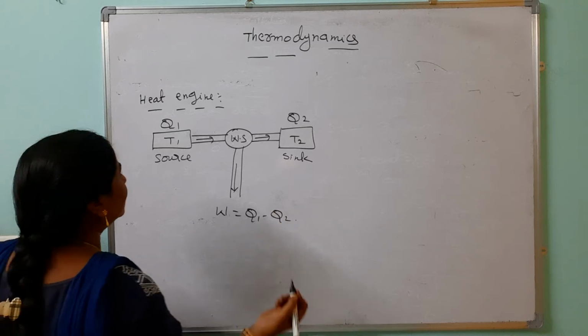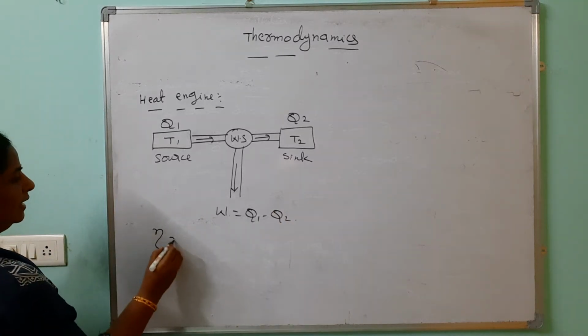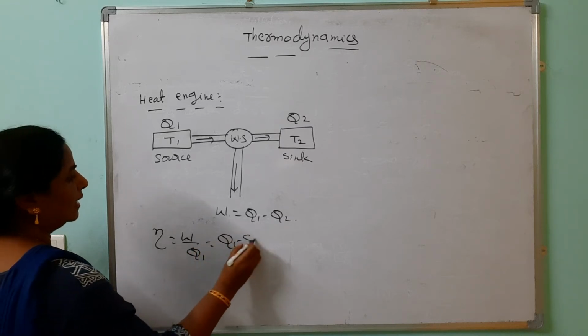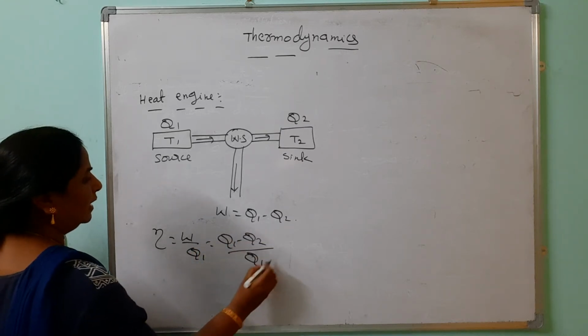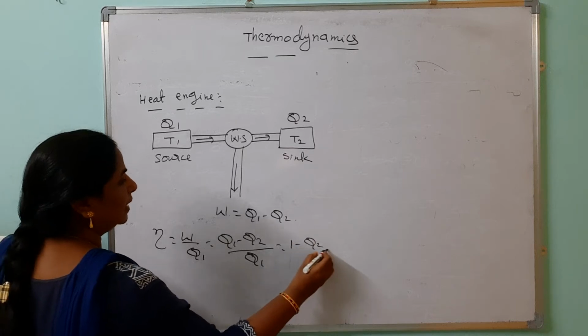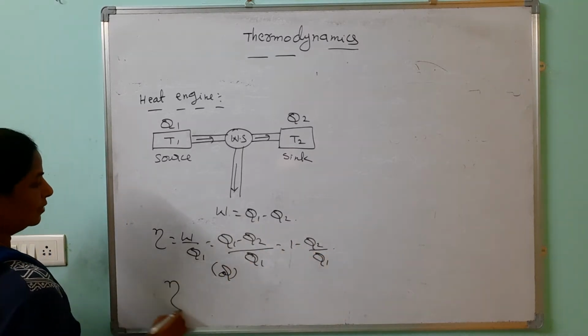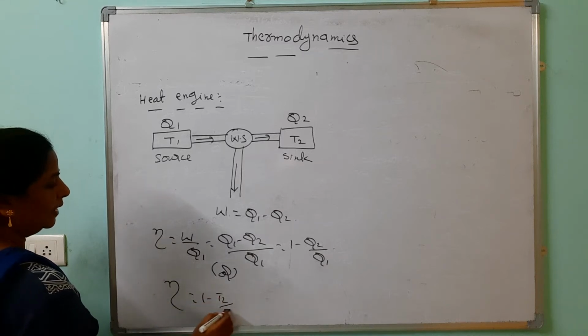But how to find the efficiency? Eta equals W by Q1. So we can write it as Q1 minus Q2 by Q1, which is 1 minus Q2 by Q1, or in terms of absolute temperature, 1 minus T2 by T1.